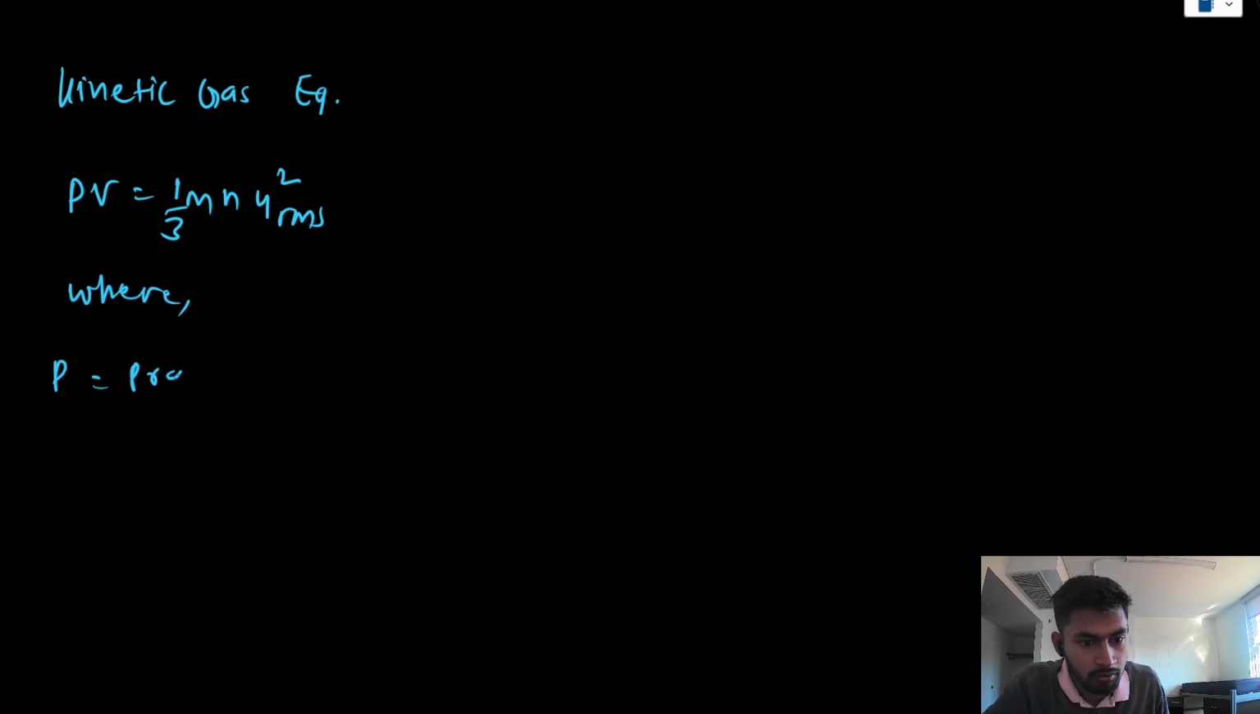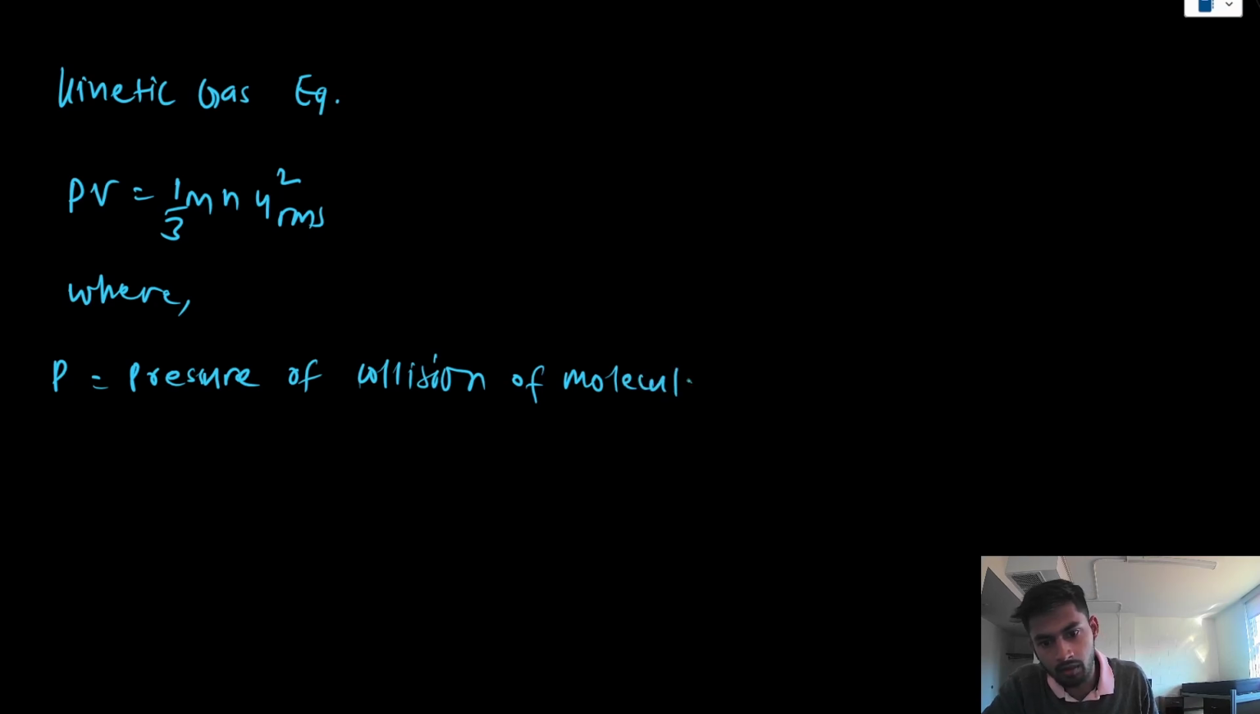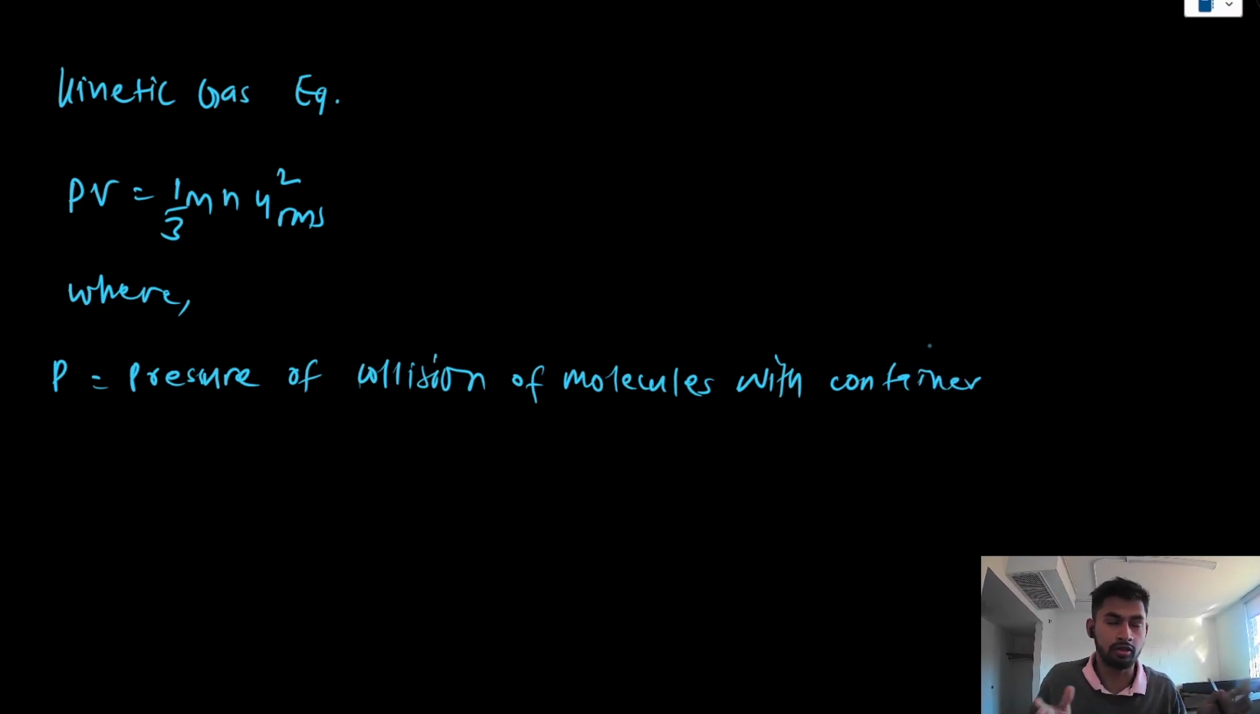P would be pressure of collisions of molecules with container, because we know that there's an elastic collision and there is no intermolecular forces between molecules. So the only pressure that is possible is because of the pressure of collision of molecules with container. As per the postulate, V is volume of container.